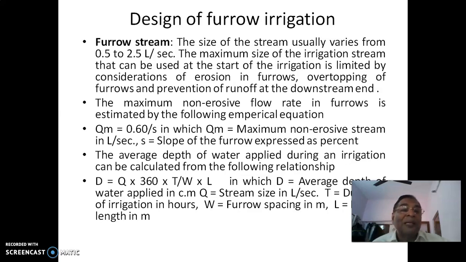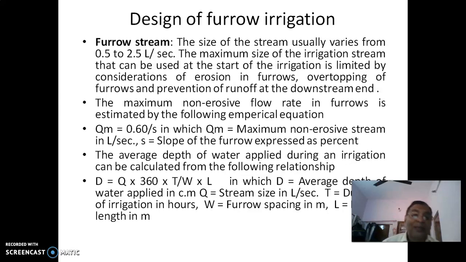Let us go with an example and then equations. The size of the stream usually varies from 0.5 to 2.5 liters per second in furrow irrigation. The maximum size of irrigation stream that can be used at the start of the irrigation is limited by considerations of erosion in furrows. You may have suitable soils, but you may not control other things, like erosion in the furrows. So you cannot have a very big stream. Overtopping of the furrows and prevention of runoff at the downstream is another problem.